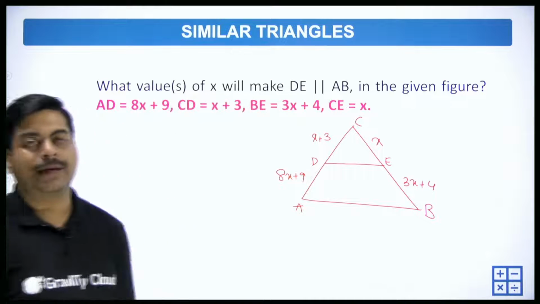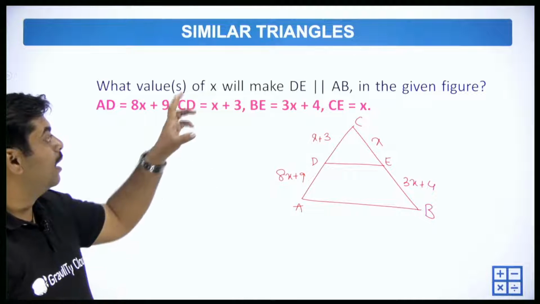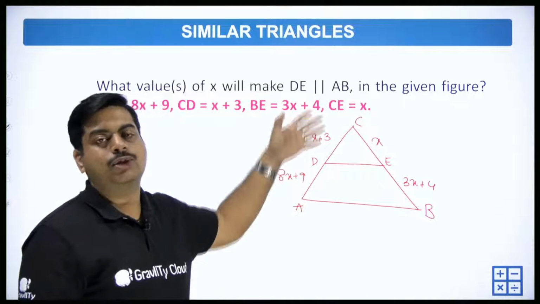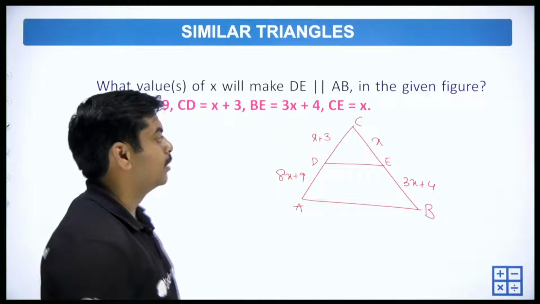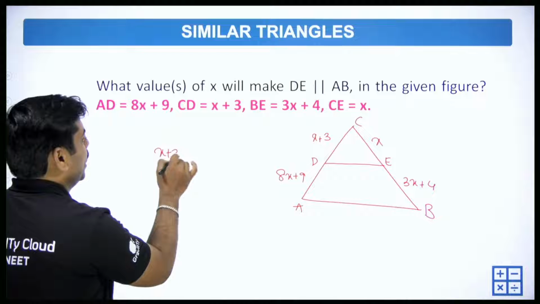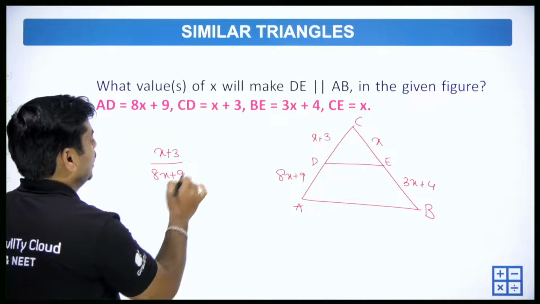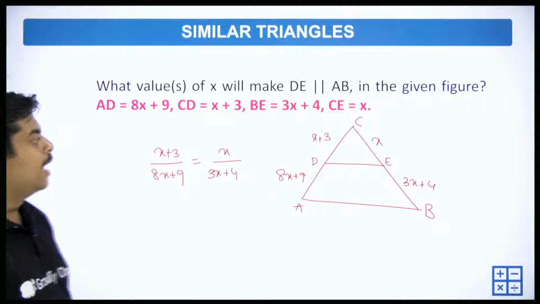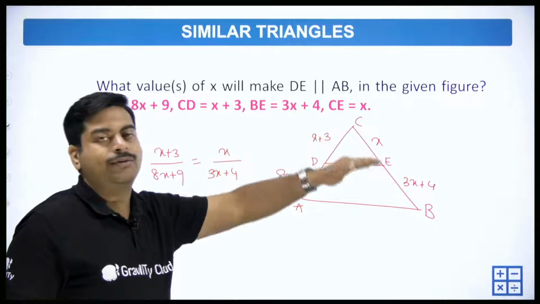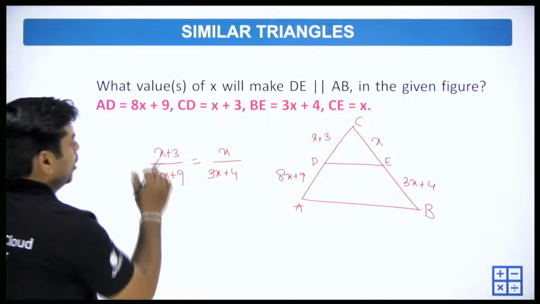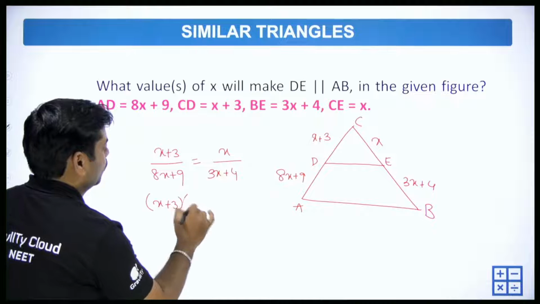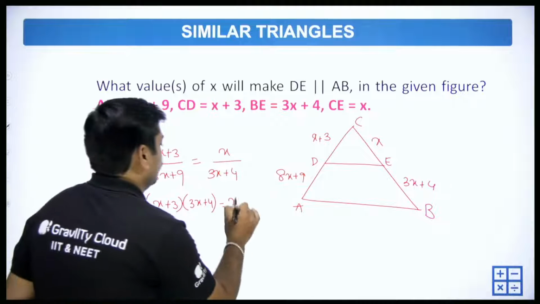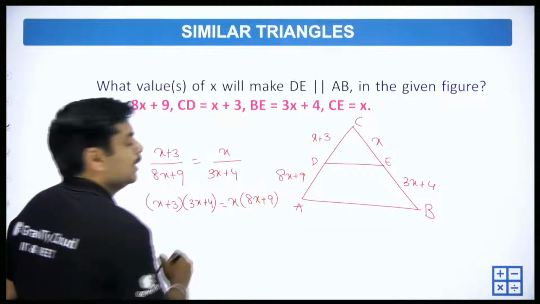So now using the basic proportionality theorem, to make DE parallel to AB, these 2 should be in proportion. Right? So that means x plus 3 by 8x plus 9 is equal to x by 3x plus 4. If you now cross-multiply, x plus 3 into 3x plus 4 is equal to x times 8x plus 9, correct?